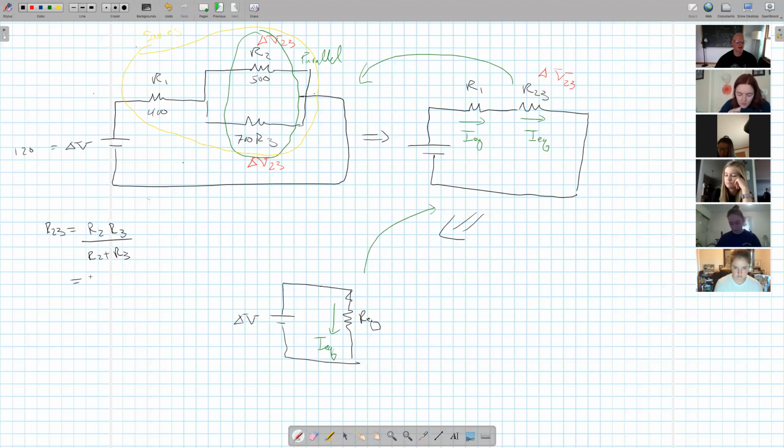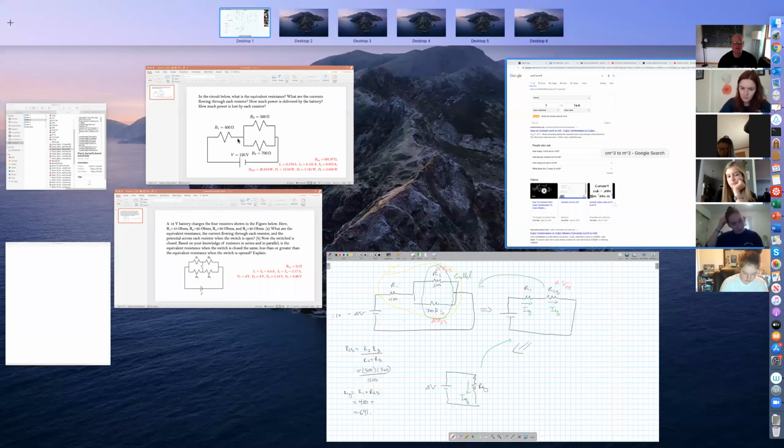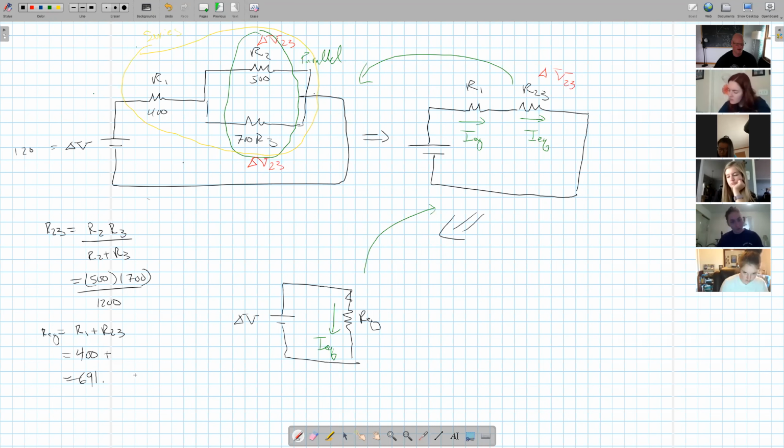That's the same thing as 500 times 700 divided by 1200. And then finally REQ came from two things which were in series, so that becomes R1 plus R23. If I add those together, that is 400 plus whatever that answer is. If I remember right, this works out to be about 691.67 ohms. Okay?